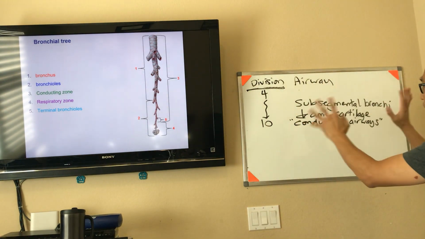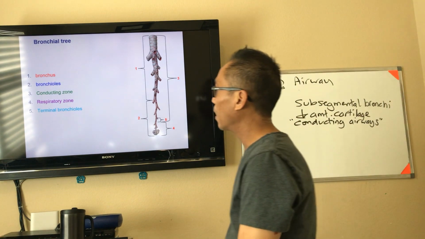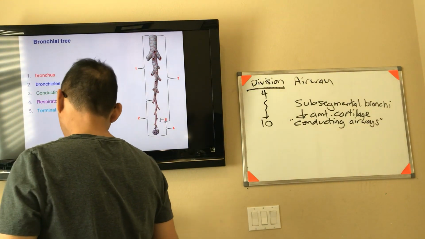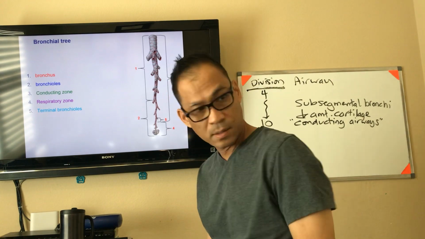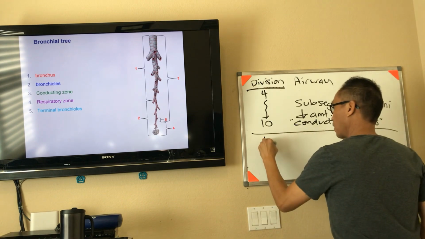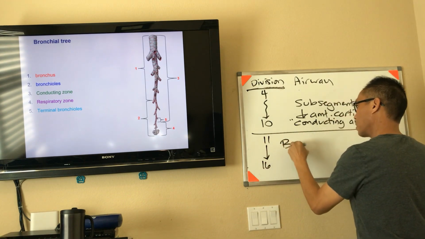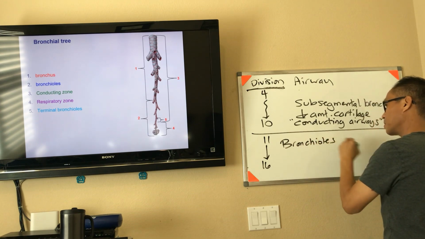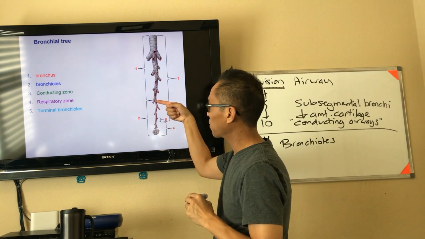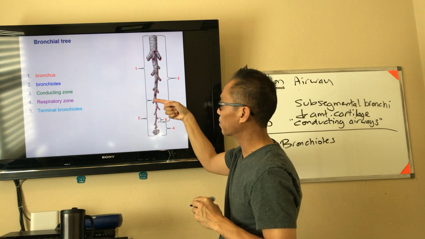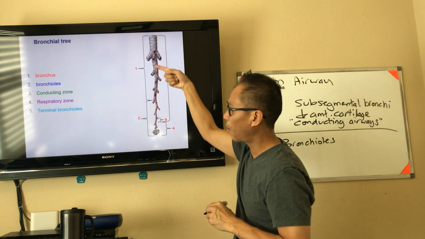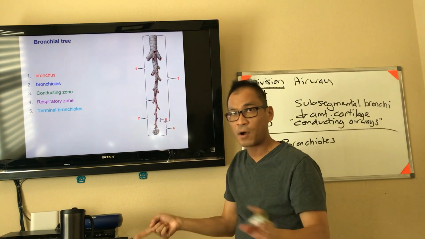Well, anyways, 4 to 10 subsegmental bronchi. And then from division 11 to about 16, that's when we first start to have the bronchioles. 11 down to 16. Bronchioles, the smallest airways. We're still in the conducting zone. So conducting airways here, bronchi all the way up to here, and then bronchioles starting from here. It's still all conducting airways. There's no alveolar spaces yet.